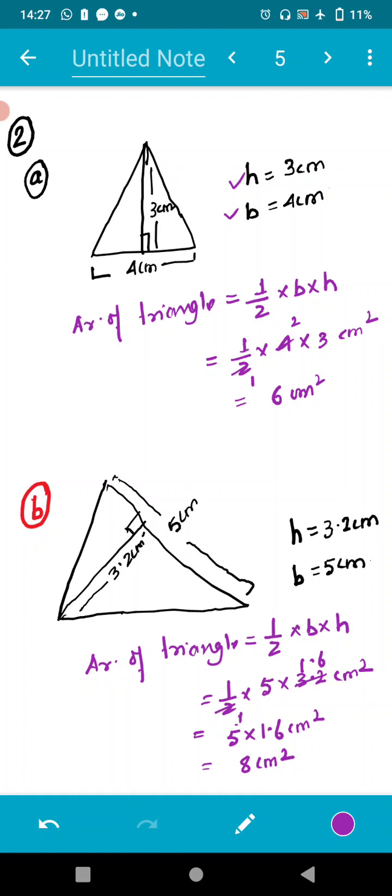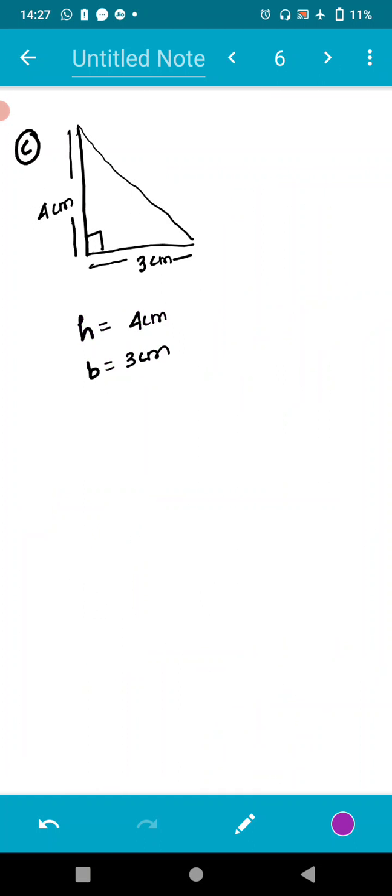Okay, so I hope all of you have understood. Very easy sum. Now let's move on to sum number C of question number 2. So this is a right angle triangle. Now we'll consider this side as height and this side as base. And you can do the reciprocal also. If you can consider this as height and this as base as well, no problem with that, because both the lines are perpendicular to each other.